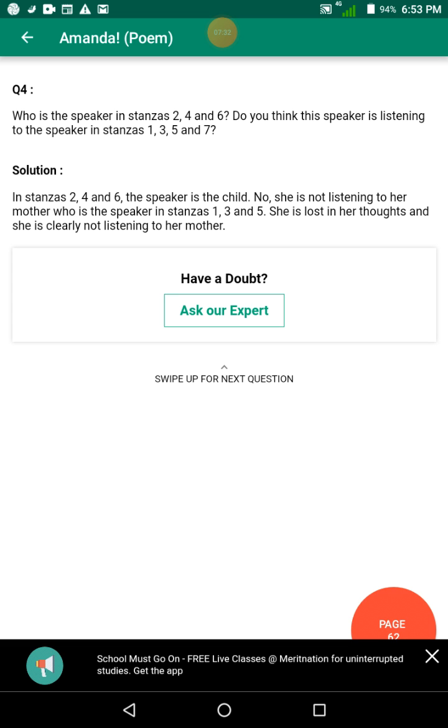Why is she not listening? Because she is in her own thoughts. She is in her own world. Okay. In stanza 2, stanza 4 and stanza 6, the speaker is the child.